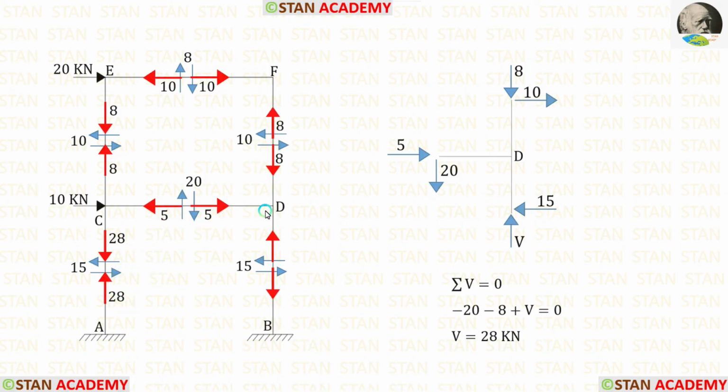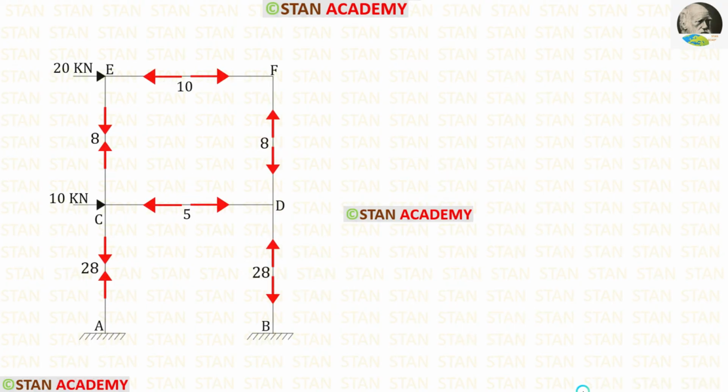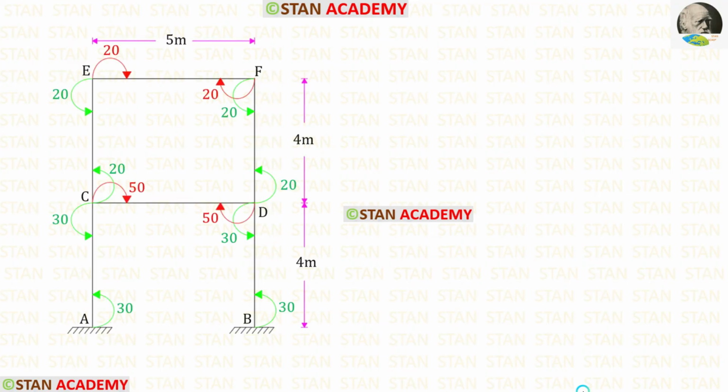Now, let us take the joint D. Let us apply this rule and find V. Both of these forces are acting downwards, so both of them are negative. V is acting upwards, so that will be positive. Finally, for V, we are getting 28. Let us apply that. We have calculated all of the axial forces. Now, using the moments, we can draw the bending moment diagram.